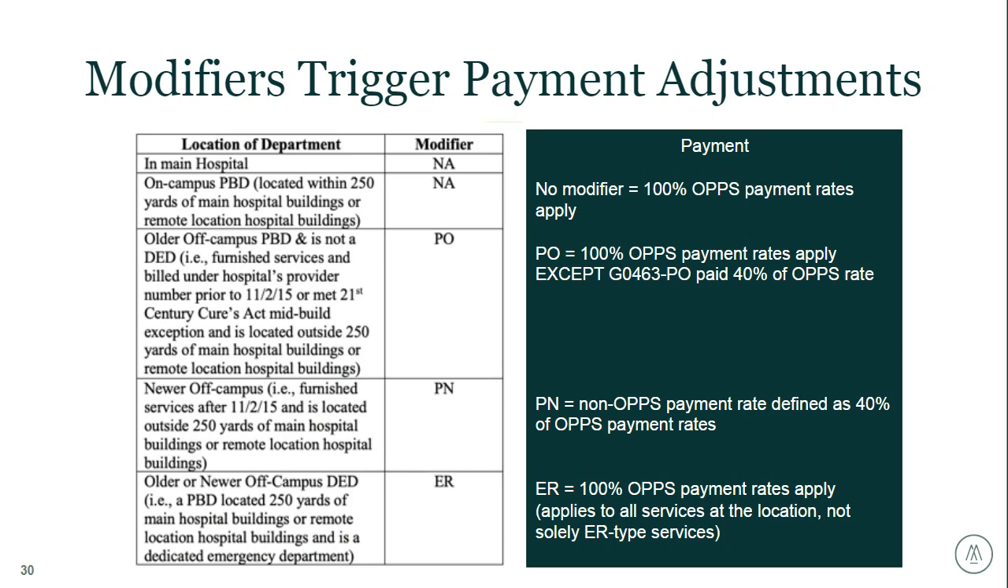And for newer off-campus locations that are non-accepted, non-payable under OPPS, they are paid under a site-specific form of the physician fee schedule, which is defined as 40% of the OPPS rates. Then we mentioned the dedicated emergency department exception, where 100% of OPPS rates apply, including the outpatient hospital visit code G0463, and the modifier to use there is ER.